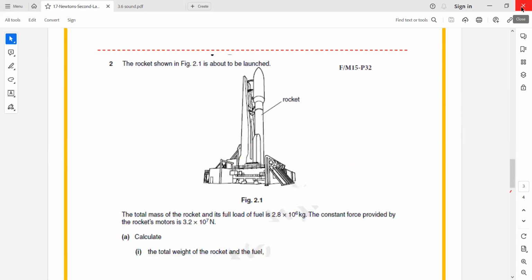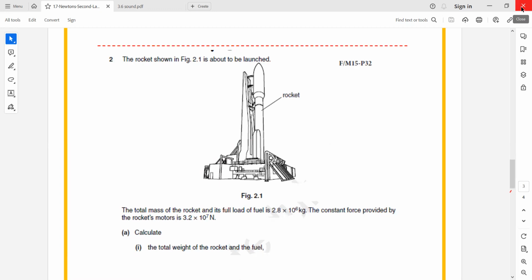Now in the third question, we can see that the rocket shown in the figure is about to be launched. The mass of the rocket and its fuel is given as 2.8 times 10 raised to power 6 kg. The constant force provided by the rocket motor is this. Now you have to understand one thing: this constant force is basically the driving force, which lifts the rocket in the forward direction. This is called driving force or force of engine.